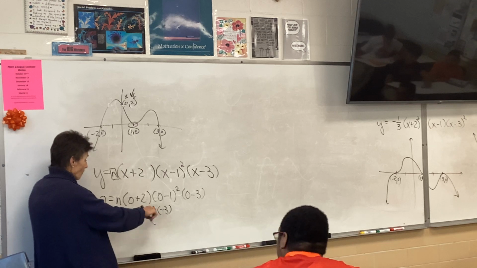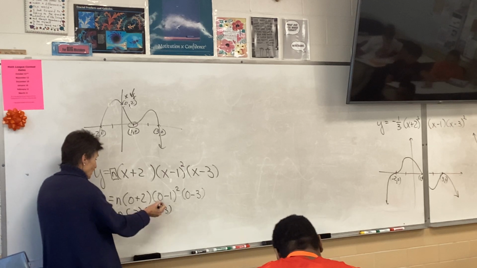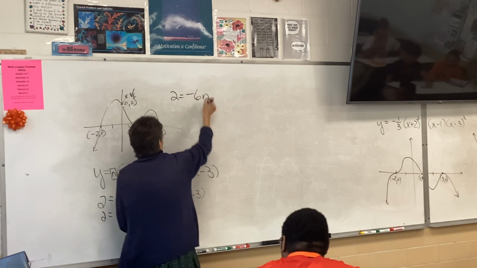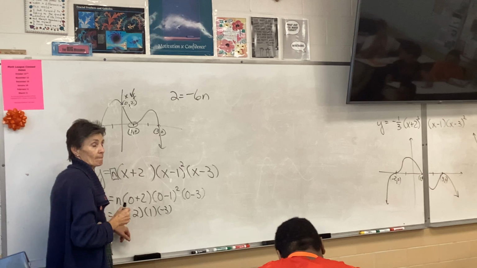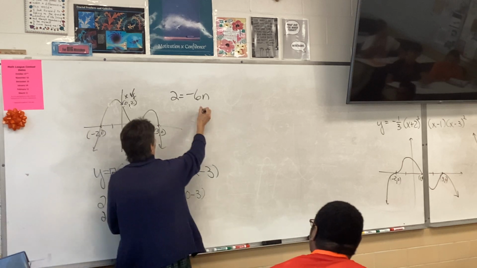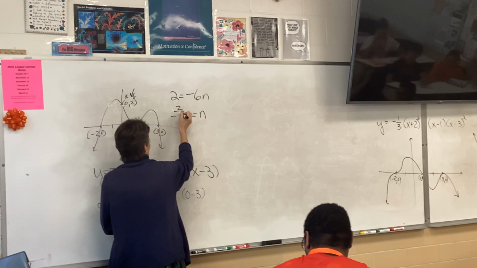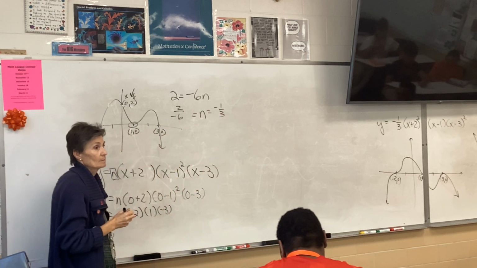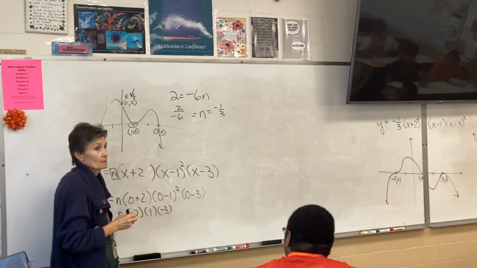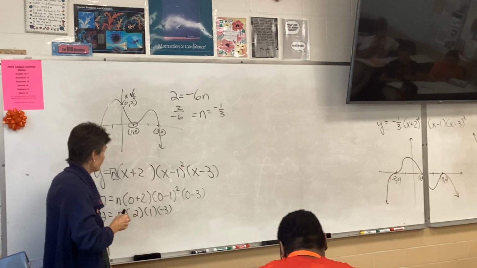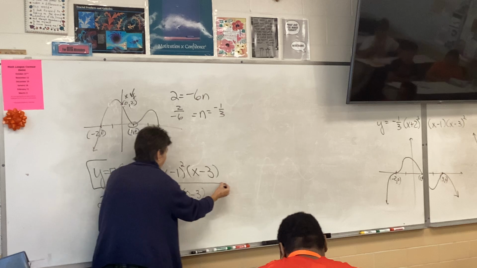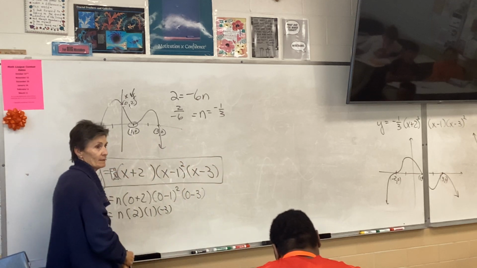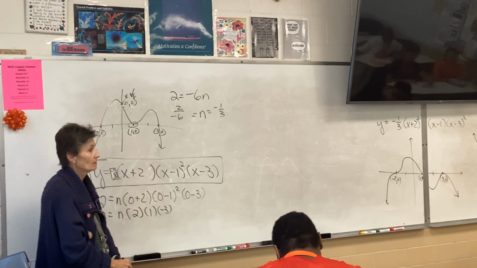Now that is all multiplication. So 2 times 1 times -3 is -6. So what is my n? My n is 2 over -6, which is -1/3. So what is my final answer? It's this right here with -1/3 put out in front of it. That is your final answer.